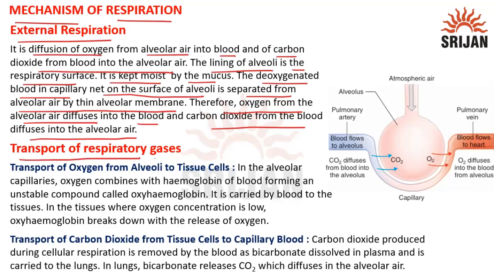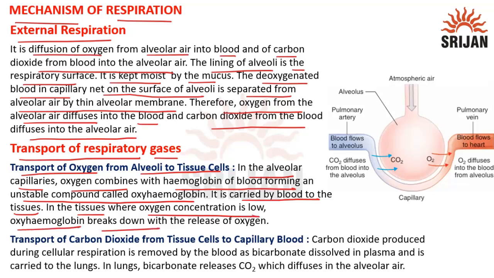Transport of respiratory gases. Transport of oxygen from alveoli to tissue cells. In the alveolar capillaries, oxygen combines with hemoglobin of blood forming an unstable compound called oxyhemoglobin. It is carried by blood to the tissues. In the tissues where oxygen concentration is low, oxyhemoglobin breaks down with the release of oxygen.